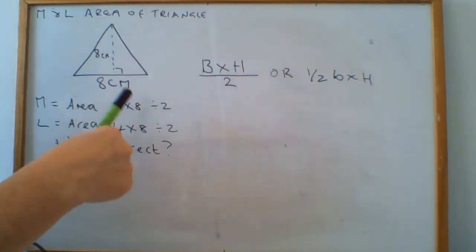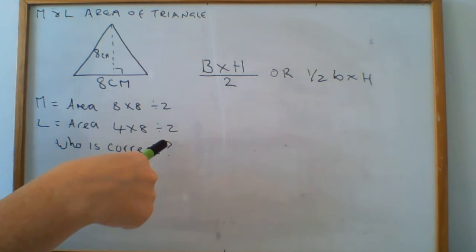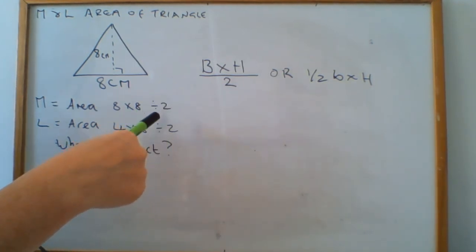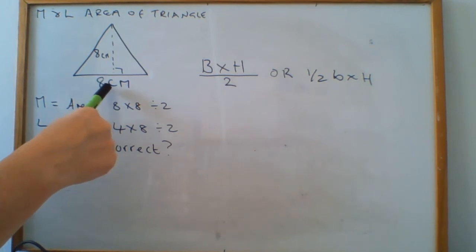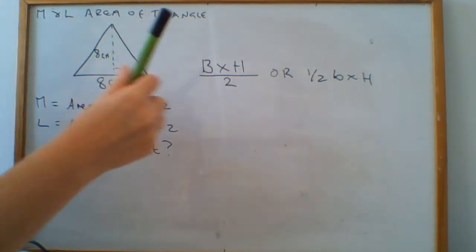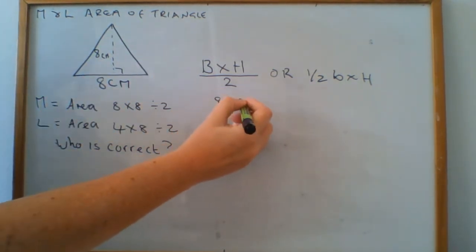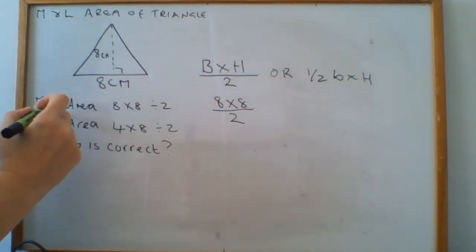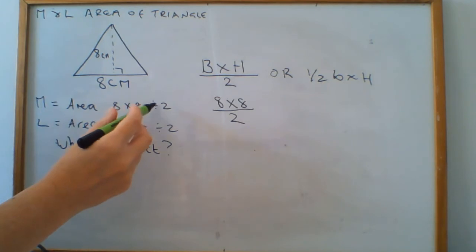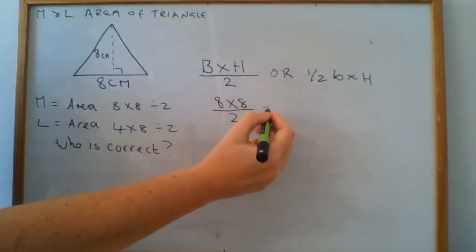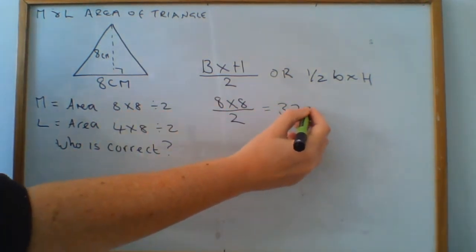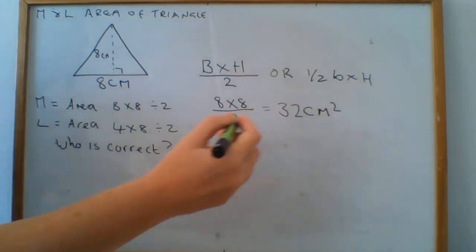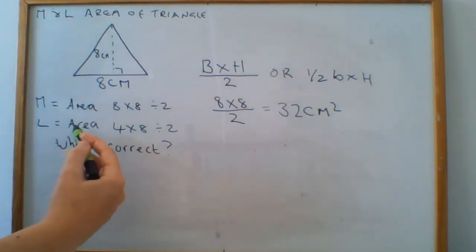So let's have a look if the girls used any of these formulas correctly, who was right and who was wrong. So base times height divided by 2, you would do base 8 times 8, and you would divide it by 2. So in fact this is what Macy here has done, 8 times 8, and she's divided it by 2, which would give you an area of 32 centimetres squared. Let's see what Lainey actually did.